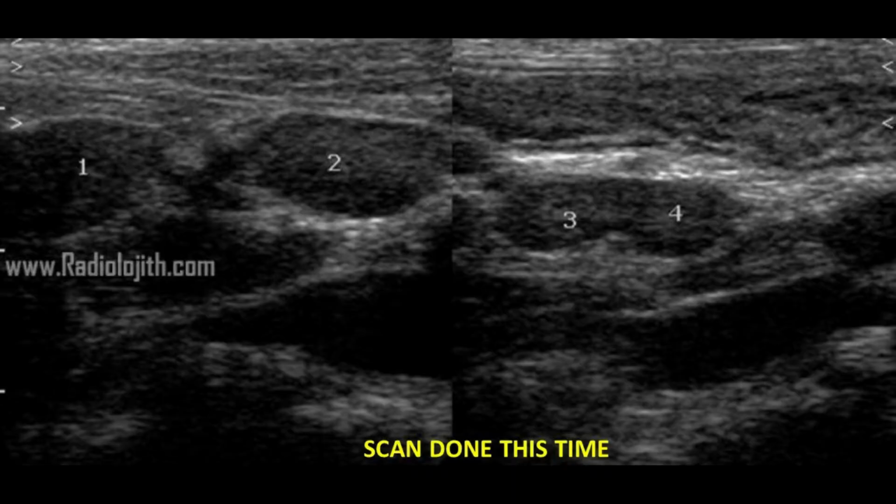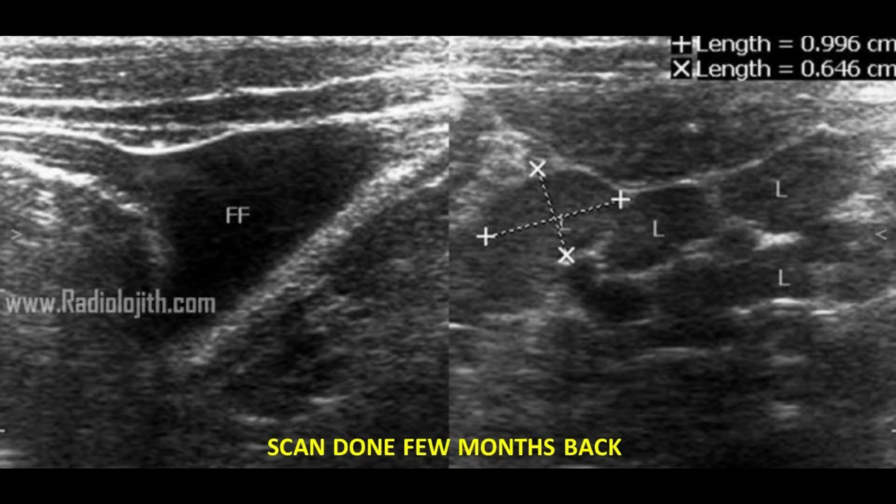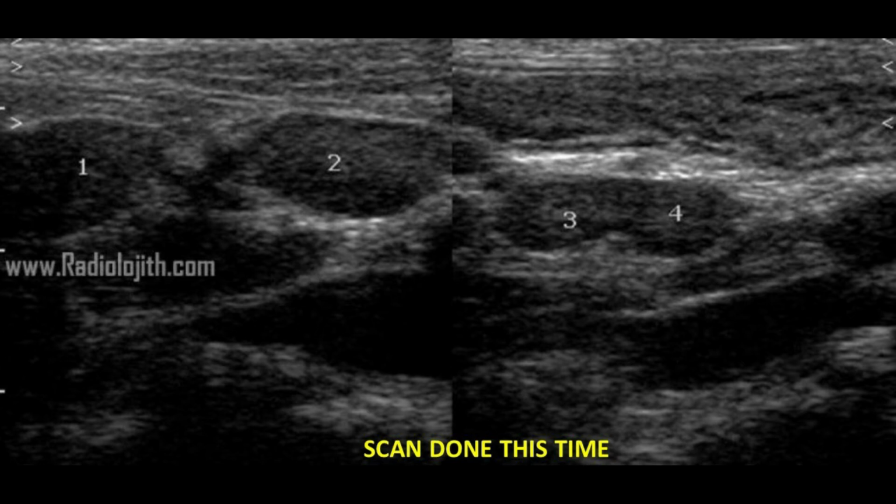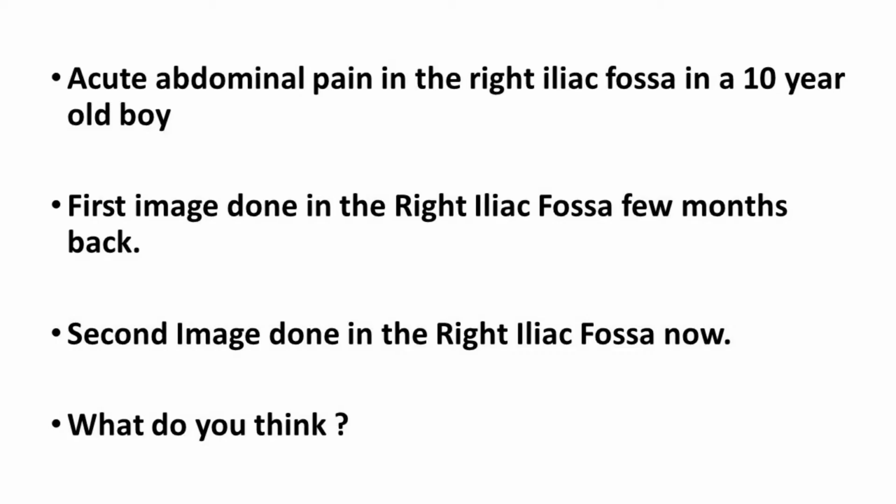Now I want your observation. Please focus on the subtle findings given in the images. Free fluid is marked as FF and lymph nodes as L in the first image, and as 1, 2, 3, 4 in the second image. If you want more time, please pause the video and review again. Within a few seconds, I'll give you the findings and we shall discuss the observations. Are you ready? Let's go.